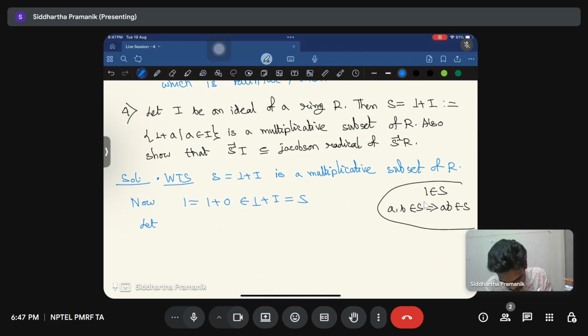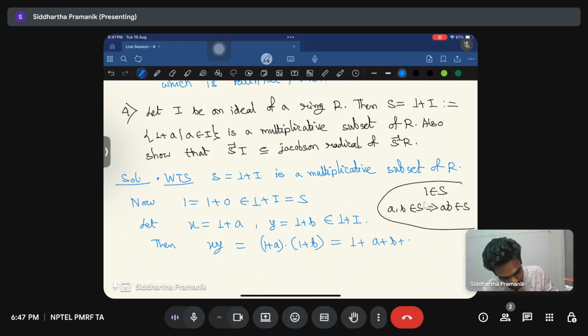Now let x equal 1 plus a and y equal 1 plus b, two elements of 1 plus I. We need to prove that their product is also in S. So what is x times y? This is (1 plus a) times (1 plus b), which is 1 plus a plus b plus ab. But I is an ideal, so a, b, and ab are all in I, and their sum has to be in I. So this belongs to 1 plus I.